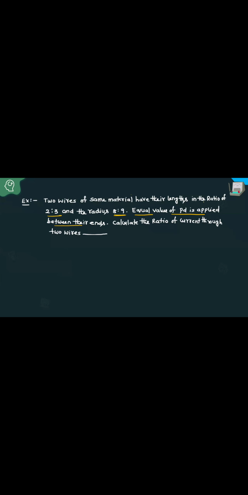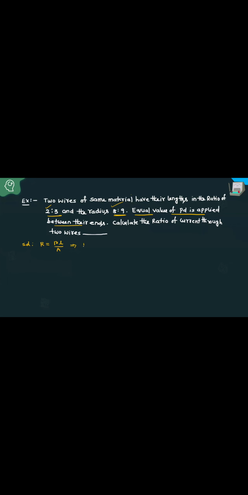The length ratio and radius ratios are given. Calculate the ratio of current through the two wires. You have to find the current ratios. How can we solve this, students? We know the formula R equals rho L by A.